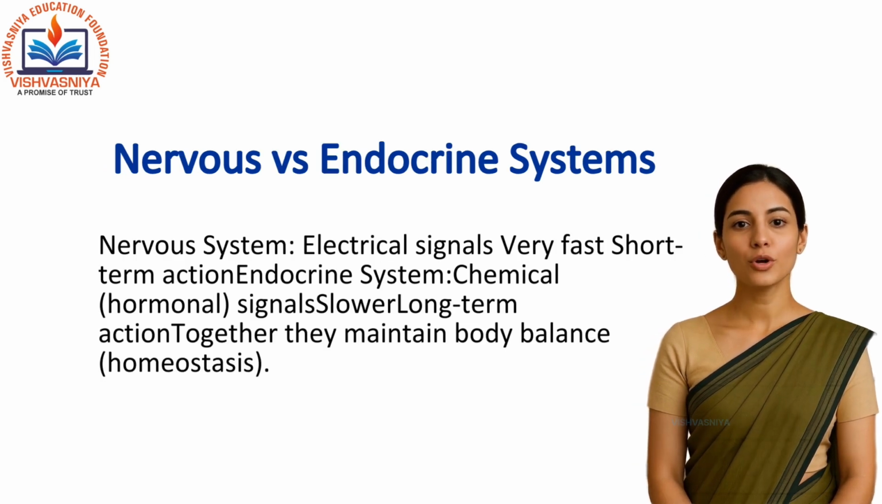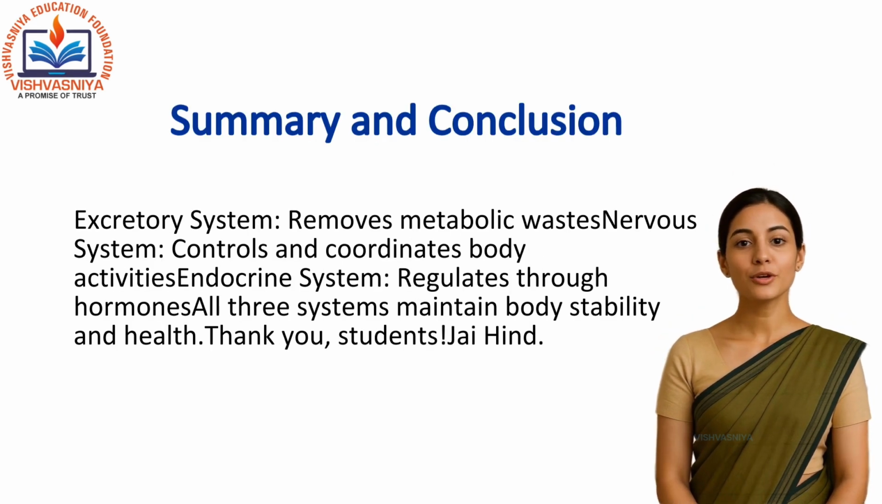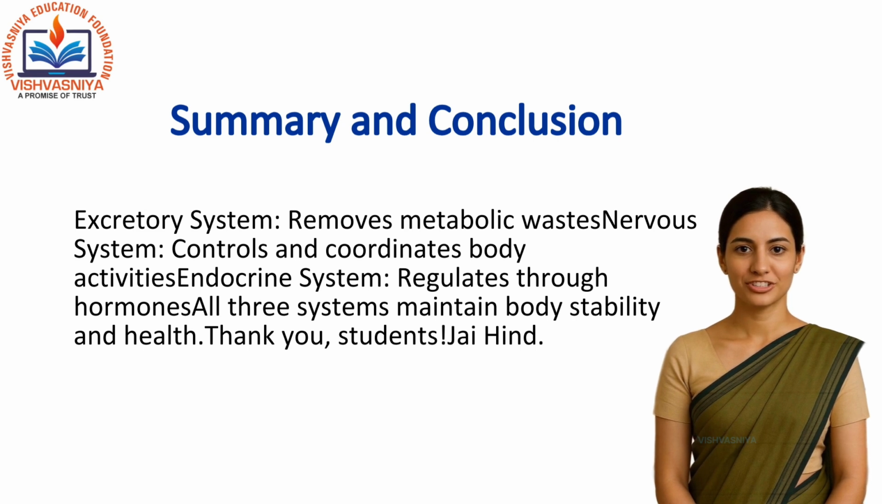The nervous system works fast, using electrical impulses. The endocrine system works slower, using chemical messages. But both work together to keep the body balanced and coordinated. Let's quickly review what we learned. The excretory system filters wastes through kidneys. The nervous system controls and coordinates all body functions. The endocrine system uses hormones for long-term regulation. Together, they keep our body clean, alert, and in perfect balance.